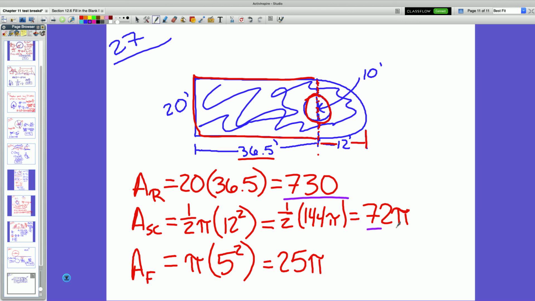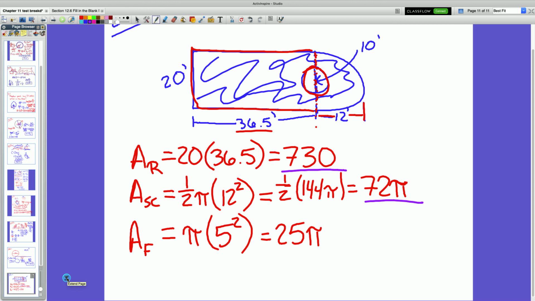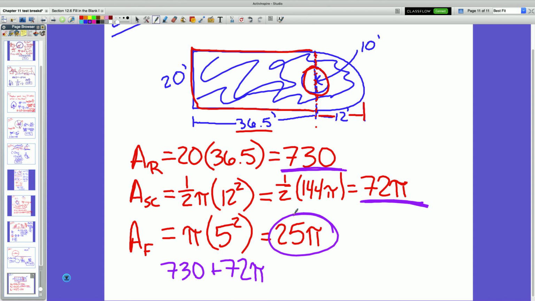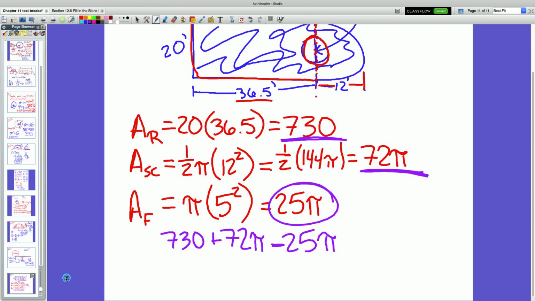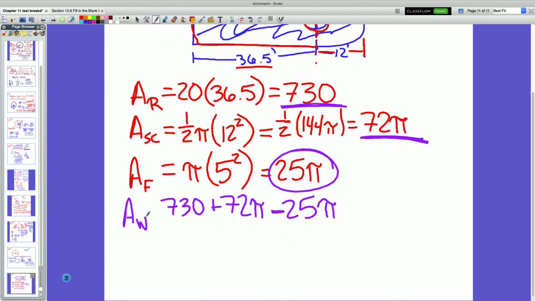Well, the total area of this whole shape would be the rectangle plus the semicircle. So I'm going to do 730 plus 72 pi. But then you're like, hold up though. That fountain isn't part of the walkway, right? So now I gotta subtract that number, and this is going to give me the area of my walkway.